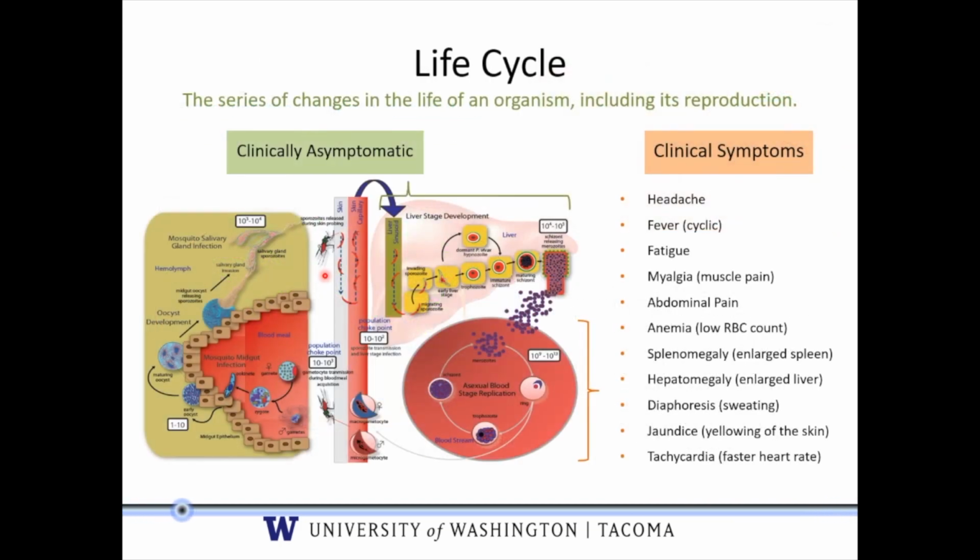Now, humans get infected with malaria when infected Anopheline mosquitoes take a blood meal and introduce the Plasmodium sporozoites into the skin. These sporozoites will travel to the liver, where there is an asymptomatic infection that ultimately yields a massive amplification event, resulting in parasitic infection in the blood that leads to the clinical symptoms that you see here.